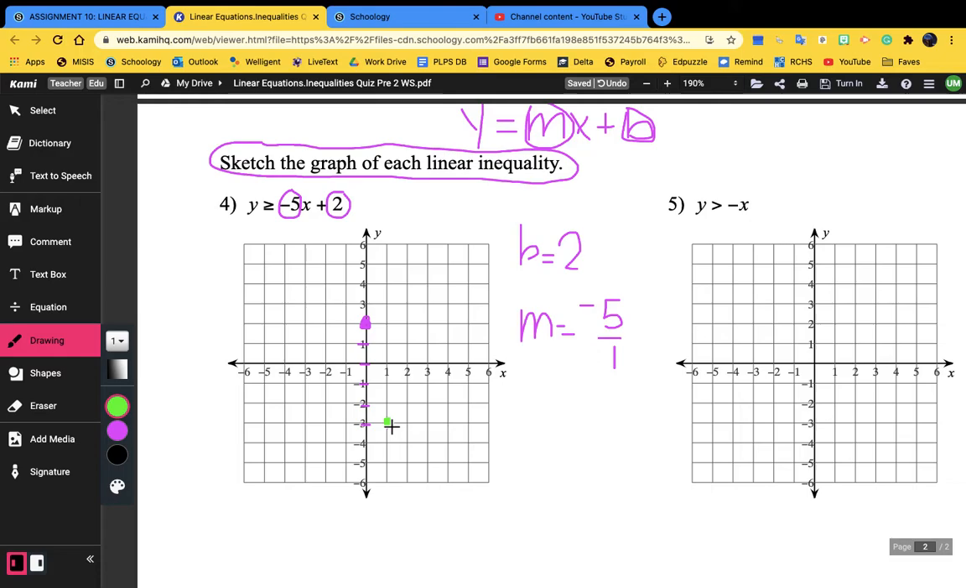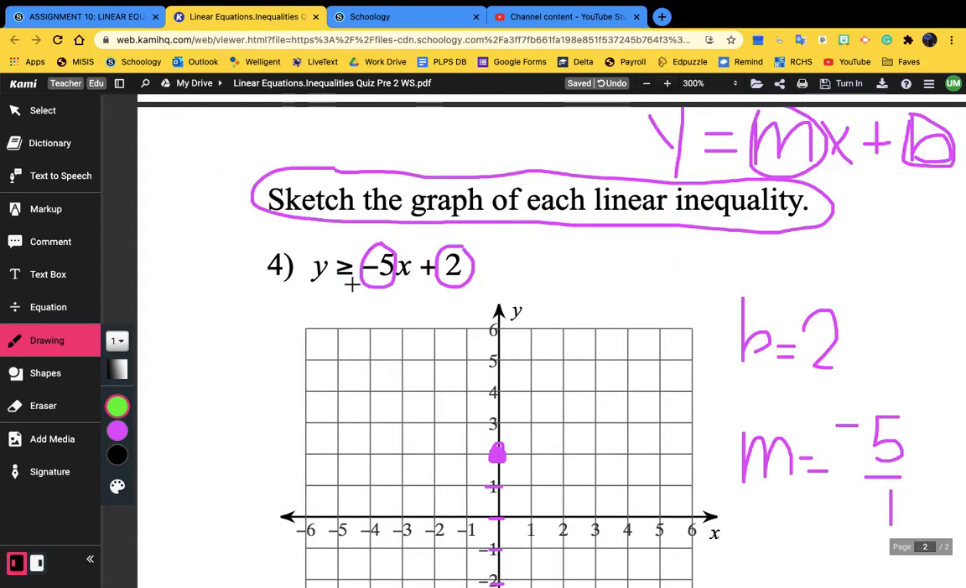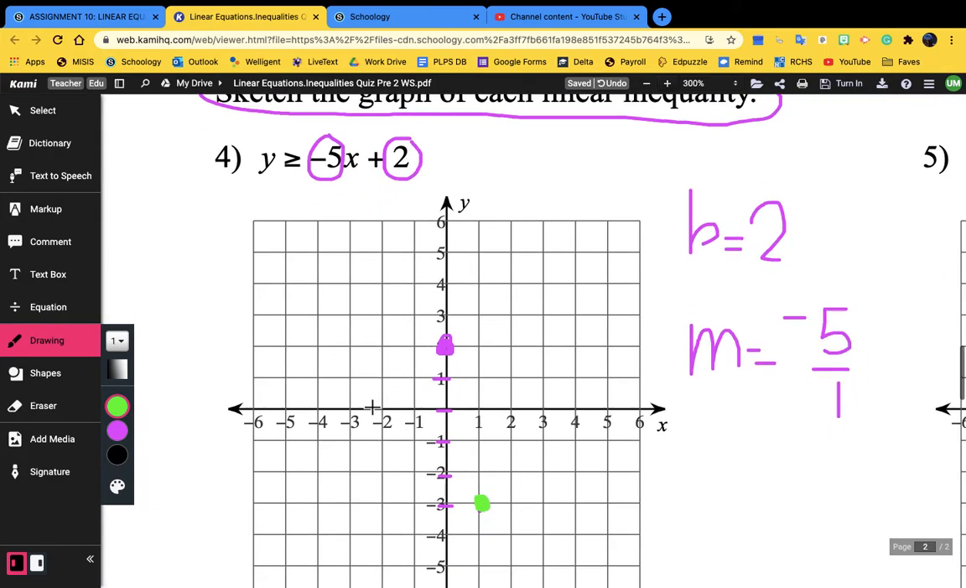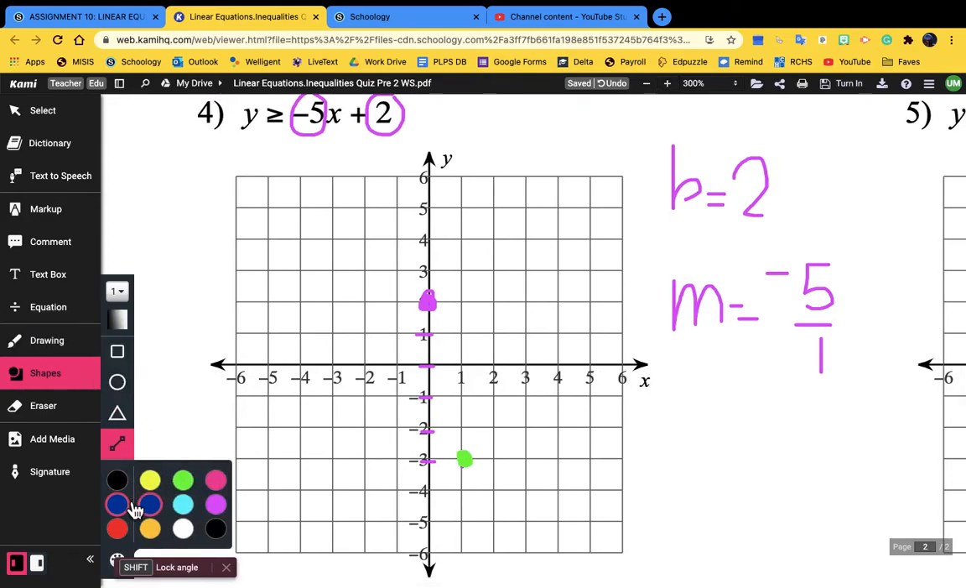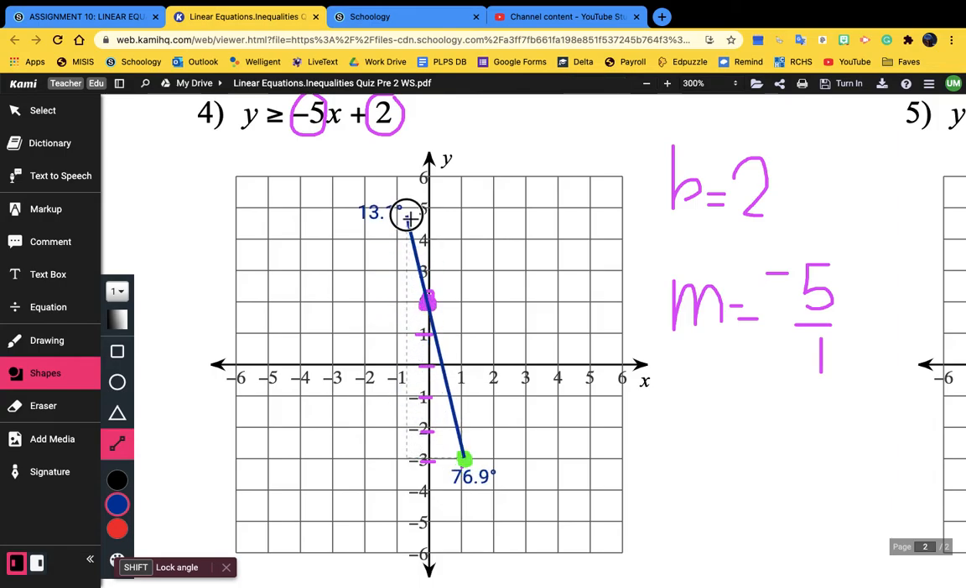All right. So I need to figure out whether this is going to be a broken line or a solid line. Now I'm going to go over here and I notice that this has an equal sign under my arrow. Because it has an equal sign, guys, that means that my line is going to be solid. So I'm going to go from green to pink all the way through, like that, and then from pink to green all the way through, just like that.